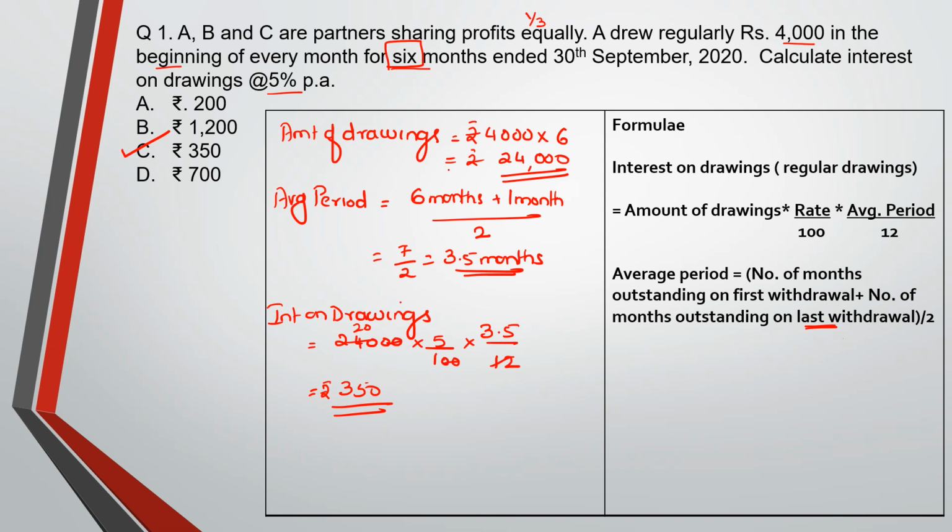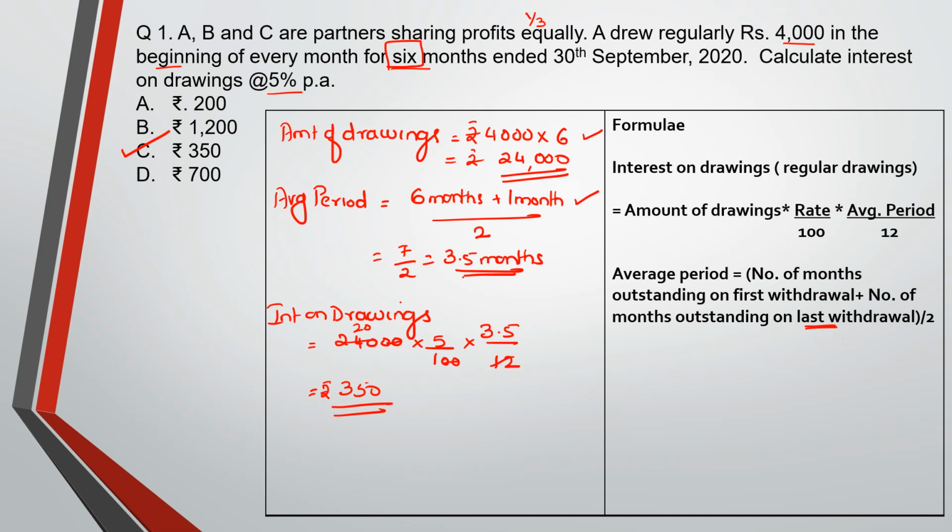Now let us discuss the important point of this question. First thing is that the drawings was for 6 months. Therefore, when you are calculating average period, you have to be careful and calculate accordingly. Secondly, when you are calculating the amount of drawings, remember that 4,000 was withdrawn only for 6 months period. Don't multiply it by 12 blindly.